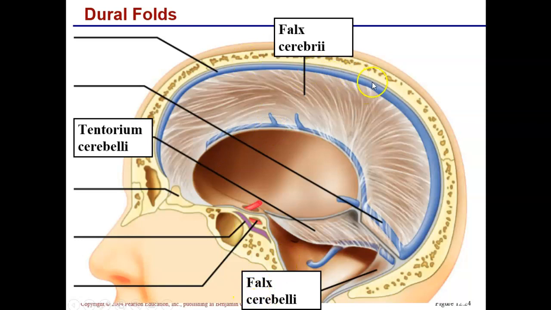Now, the dura mater also folds in between the cerebrum and the cerebellum, somewhere right here, and that's going to be called tentorium cerebelli. Again, these are all just different parts of the dura mater.